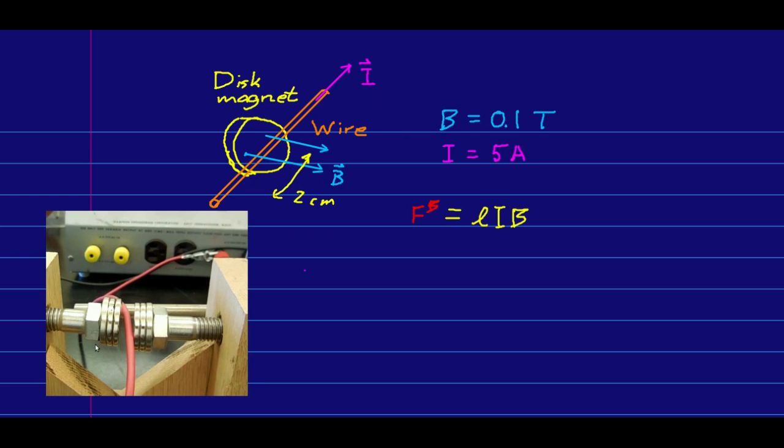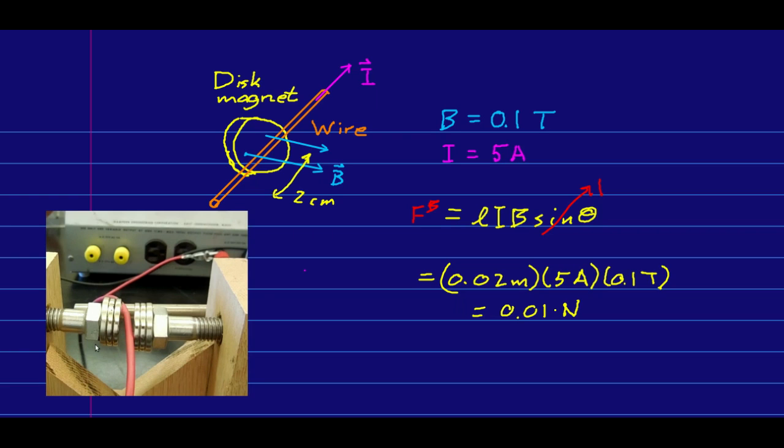In this case, the current is perpendicular to the field, so while there's a sine theta, we don't have to worry about that. Theta is 90 degrees, and so sine theta is 1. And so that's now very simple. We have a 2 centimeter length of wire and a current of 5 amps and a field of 0.1 Tesla, and so that is 0.1 times 0.1, it's about 0.01 newtons. And that is enough to move the wire, as we saw in the demonstration, but note, it's not a very big force at all.